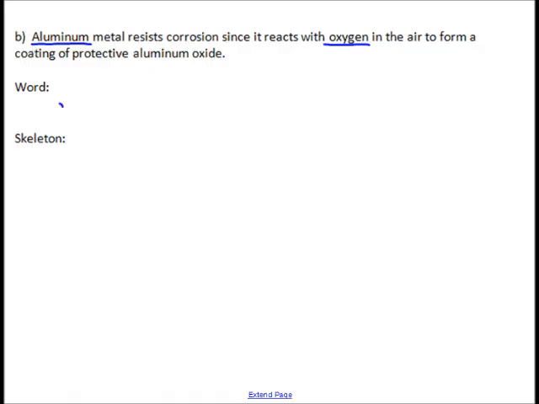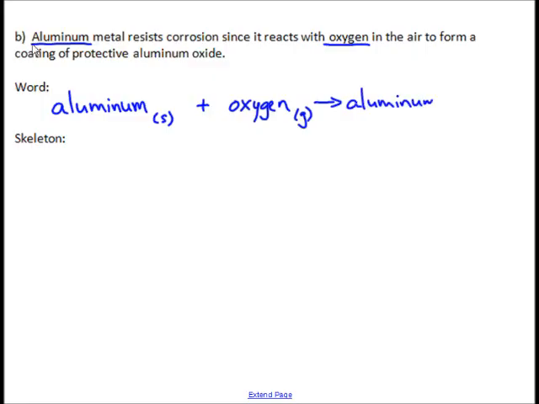So for my word equation, aluminum, and it's aluminum metal, so I'm going to assume it's in solid state, reacts with oxygen, which is going to be a gas, to produce a protective coating known as aluminum oxide. So, aluminum oxide. And it's a protective coating, so it will be solid. It's a nice solid coating.